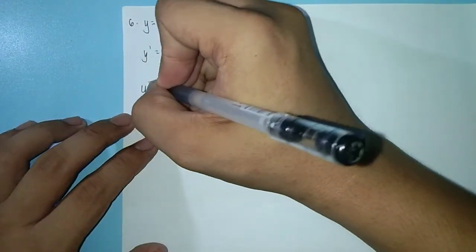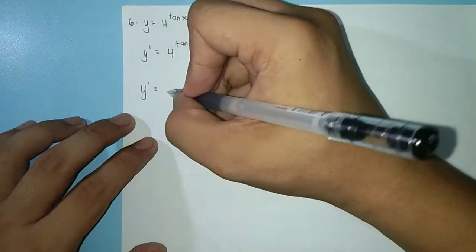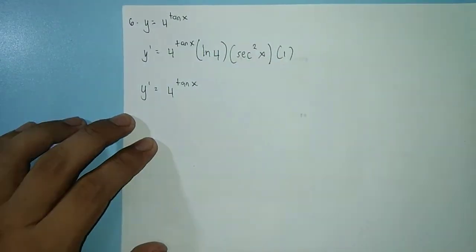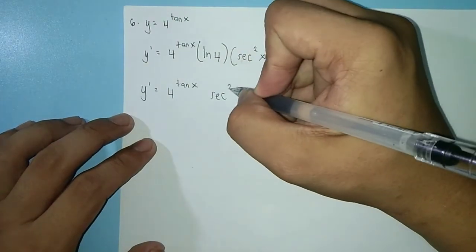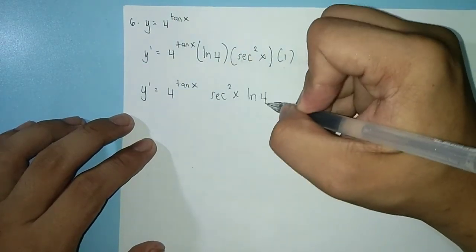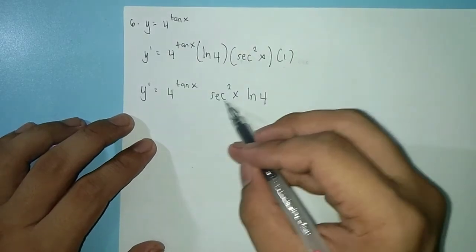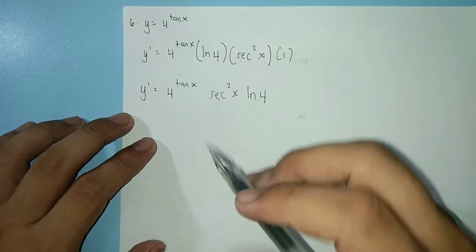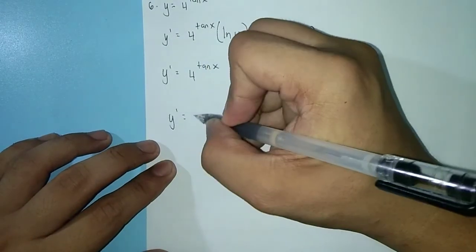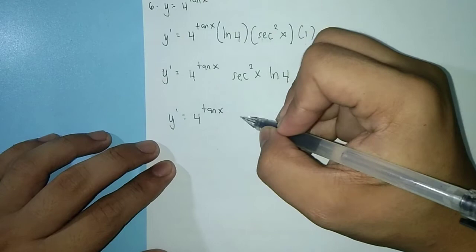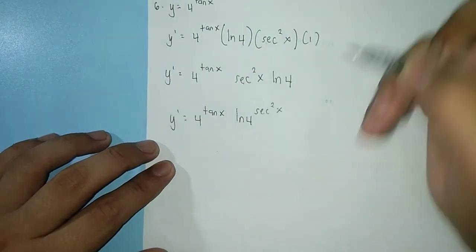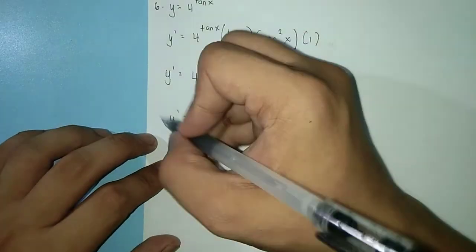So ayusin lang natin. Y prime will be 4 raised to tan x. Tapos ilipat natin tong square of secant sa likod ng ln. So square of secant x ln 4. Then pwede natin ilagay ito by property of logarithm dun sa exponent ng 4, yung square of secant. So y prime will be 4 raised to tan x ln 4 raised to square of secant x.